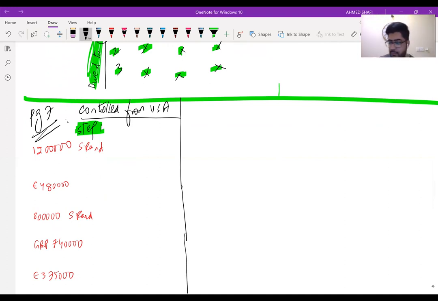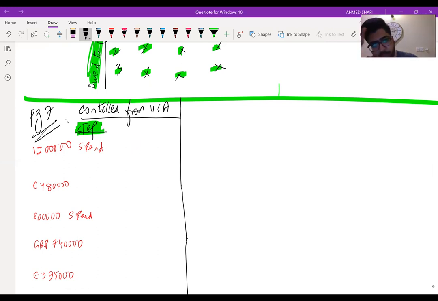You're asked to find the net payment between subsidiaries after netting off intercompany balances. You need to apply netting. So netting involves two steps. I am at the first step: convert all intercompany balances into one single currency. So there are five balances: 1,200,000 South African rand, 480,000 euros, 800,000 South African rand, fourth one, 740,000 GBP, and the fifth one, 375,000 euros. I have to convert all intercompany balances into one single currency.